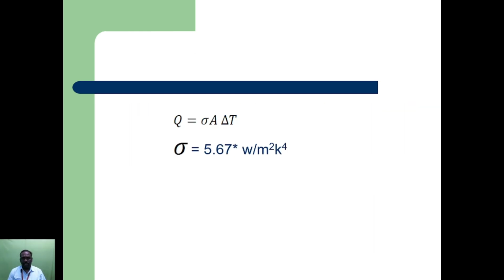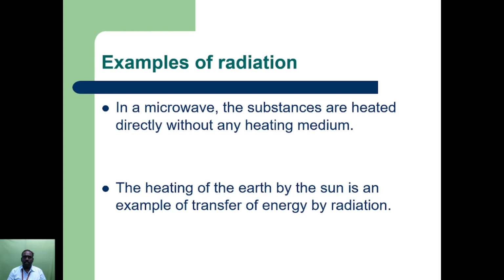In this mode of heat transfer, the Stefan-Boltzmann law is Q = σ A (ΔT)^4. Here the temperature difference is raised to the fourth power. ΔT is the temperature difference, A is the heat transfer area, and σ is the Stefan-Boltzmann constant, whose value is 5.67 × 10^-8 W/m²K⁴.